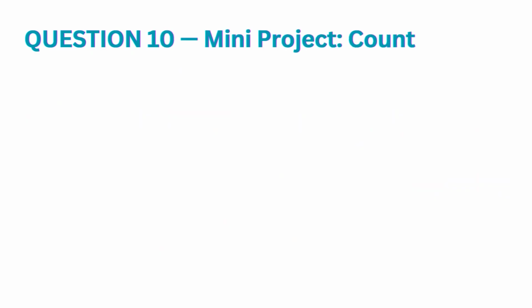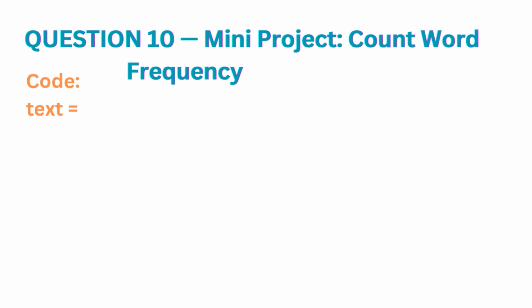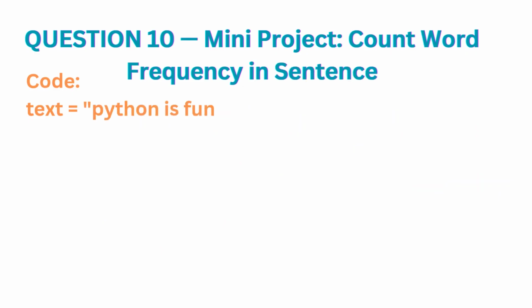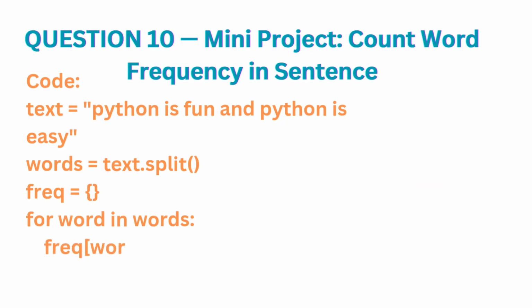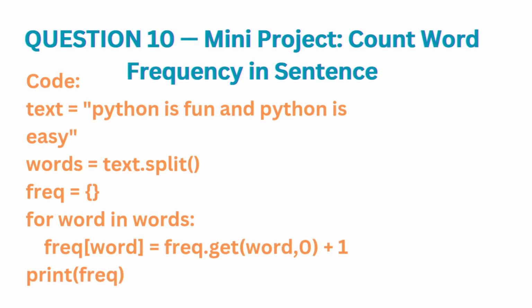And the last question is a mini project that counts word frequency in a sentence. A text is given, Python is fun and Python is easy, and words equal to text.split, and frequency should be empty first. For word in words, frequency of word equal to frequency.get of word, 0, plus 1. That should print the frequency. So this is the real world mini project of logic for text analytics, dictionary and loop and get function for counting occurrences.